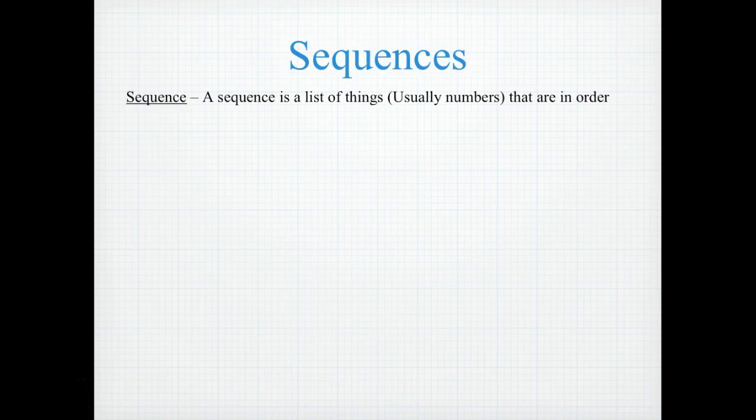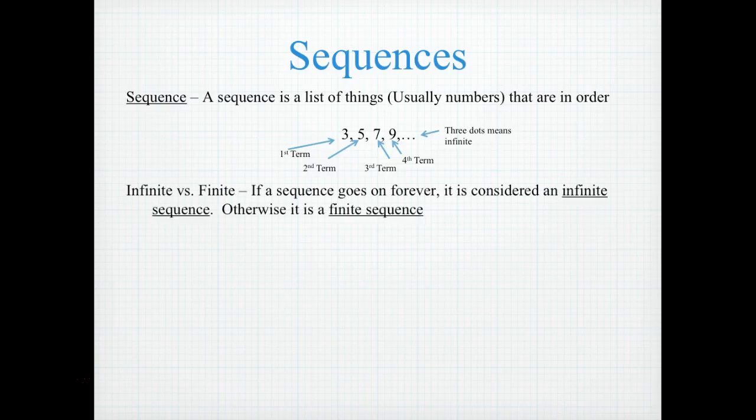A sequence is a list of things, which are usually numbers, that are in some type of specific order. For example, 3, 5, 7, 9, followed by 3 dots is a common sequence. The order is important here, so each term is assigned a value. So 3 represents the first term, 5 represents the second term, 7 represents the third term, and 9 represents the fourth term. The 3 dots indicate that the sequence continues on infinitely without end.